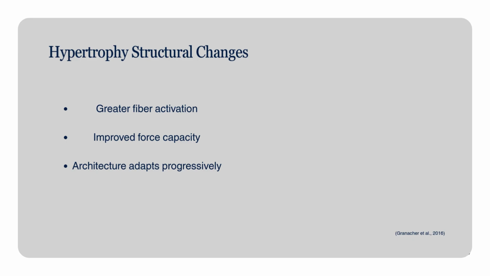Now, integrating all results from Granacher of 2016, hypertrophy emerges as a central mechanism of adaptation. Muscle fibers increase in cross-sectional area, sarcomeres strengthen their alignments, and connective tissue scaffolding becomes more robust. These changes enable greater force production and improve mechanical efficiency.